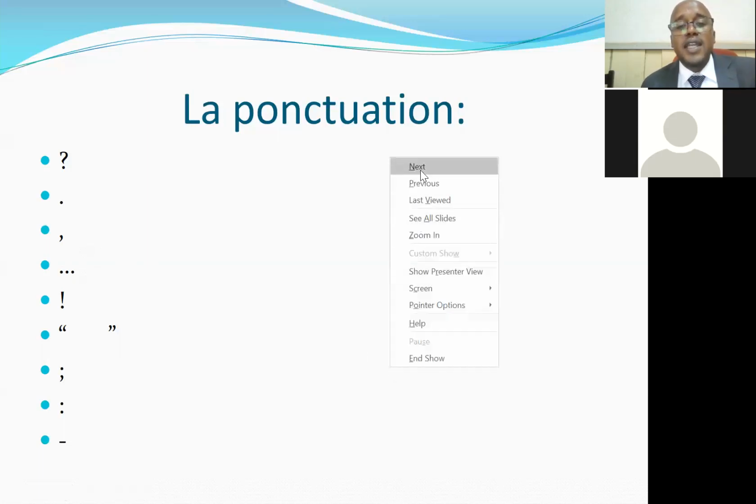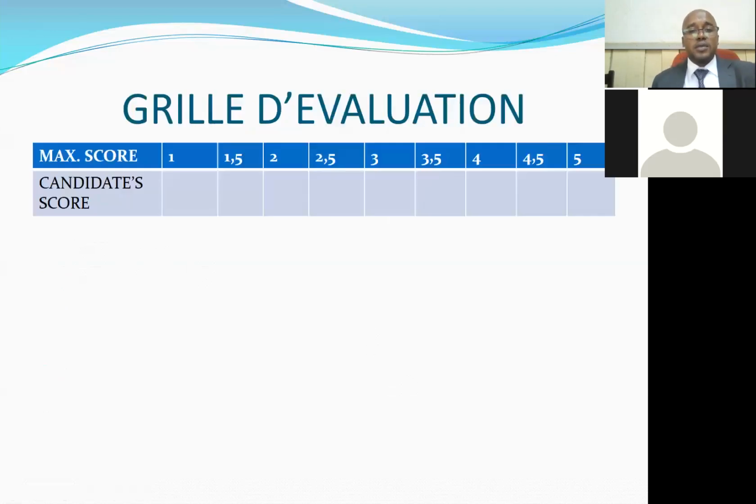Now, unless there are questions, then I want to show you something very important. This is what maybe you haven't seen. Grille d'évaluation. This is what we use to rate you. As you read, the examiner is making their own comments, but they are also planning where to place you in terms of percentage. We have 1 mark, 1.5 mark, all the way to 5 marks.